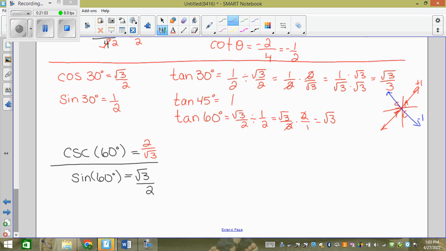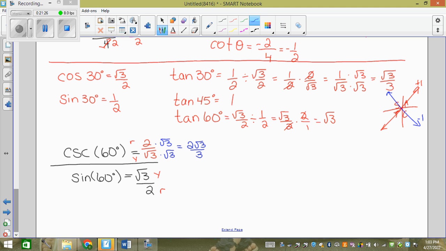Let's think about it. Sine is y over r. And what did we say cosecant was? r over y. It makes sense that it can flip, right? Your y's and your r's are just flipping. We agree? However, I'm not done, because I have to do what? Rationalize my denominator. So I'm going to get 2 root 3 over 3.